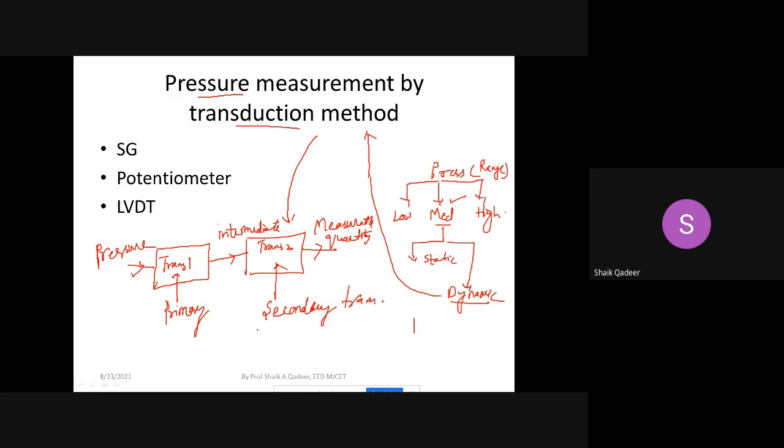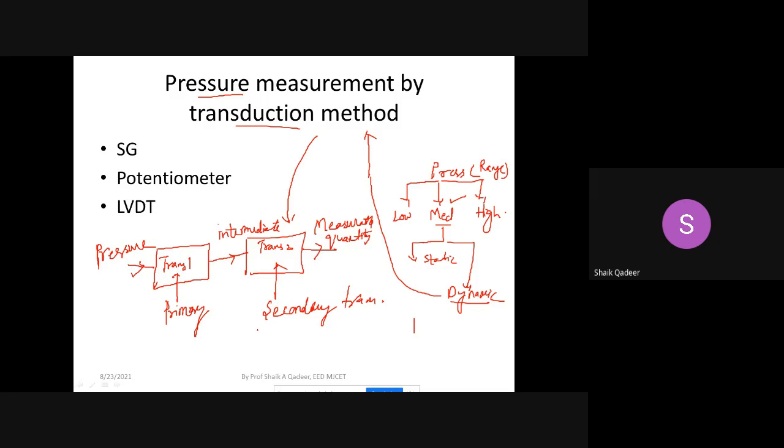The intermediate quantity is then applied to transducer number 2, whose job is to transform this quantity into measurable quantity. Hope it is clear to everybody.